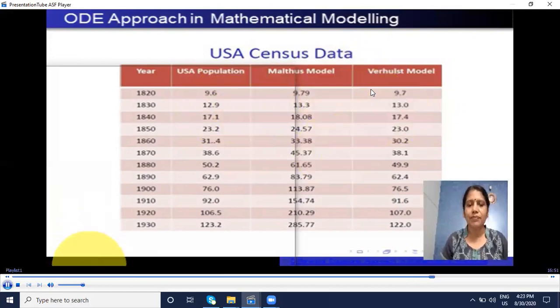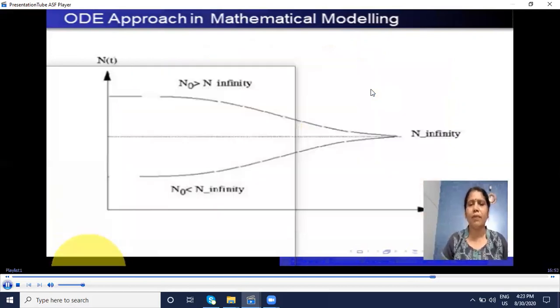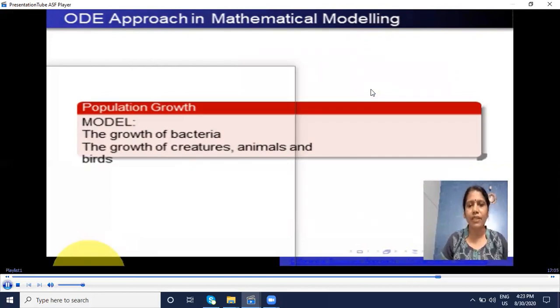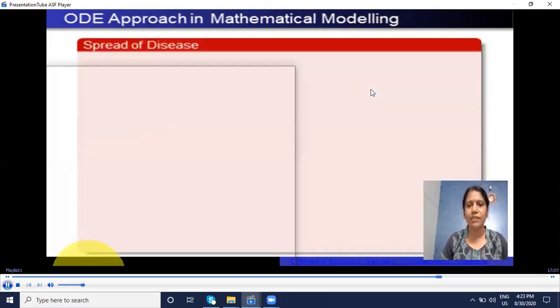Okay, and all these things can be plotted in a graph also like this. Then the population growth model also has various uses, to calculate the growth of bacteria, growth of creatures, animals, and birds, etc.